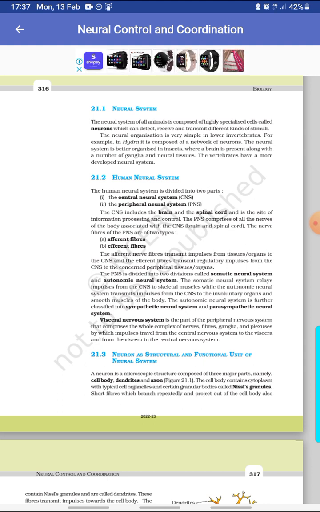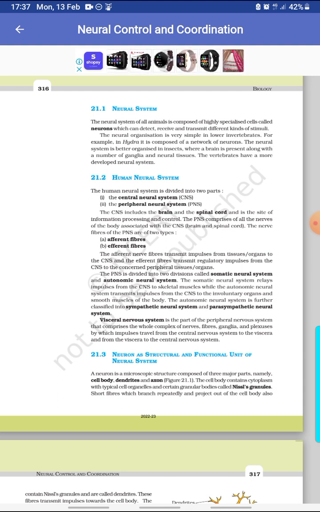Visceral nervous system is the part of the peripheral nervous system that comprises the whole complex of nerves, fibers, ganglia, and plexuses, by which impulses travel from central nervous system to the viscera and from viscera to the central nervous system. Neuron as structural and functional unit of neural system.